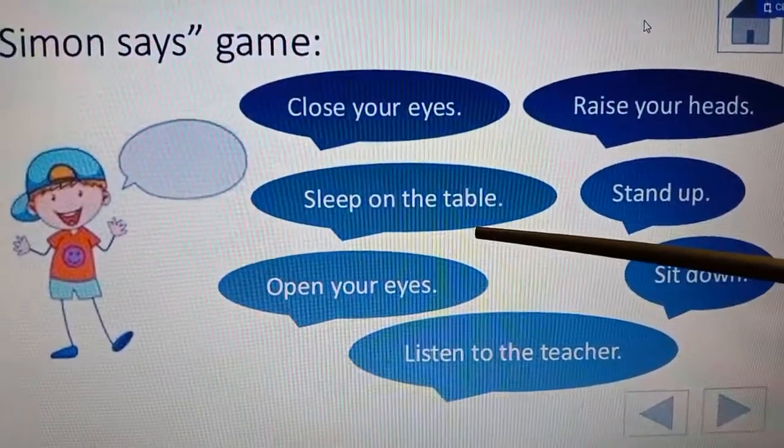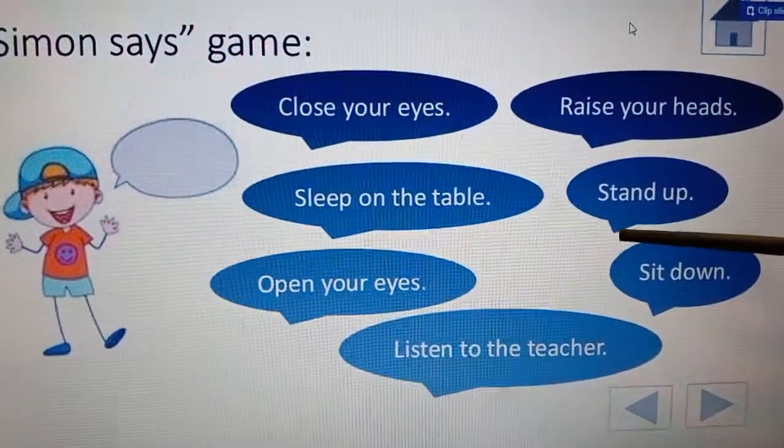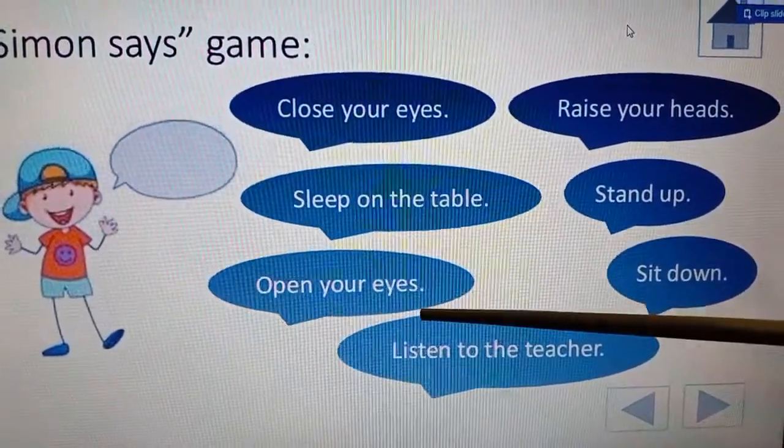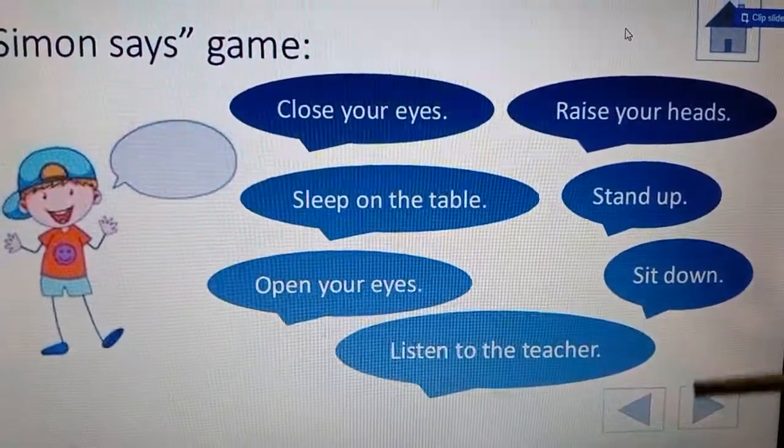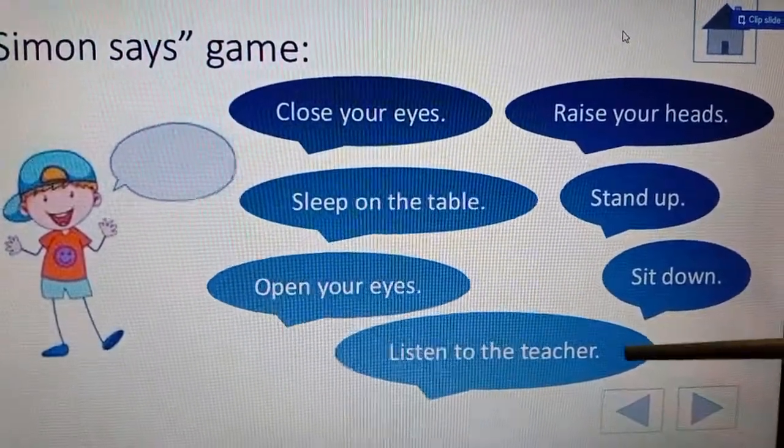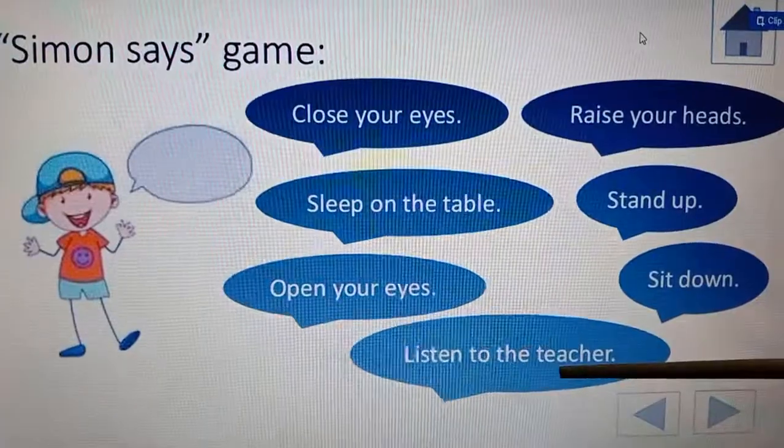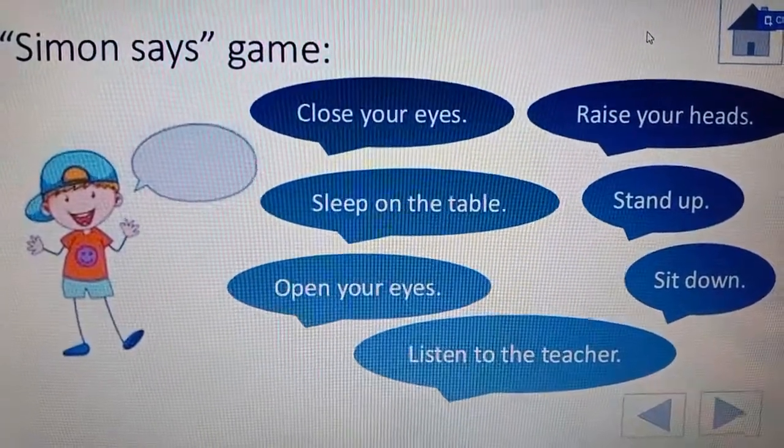Sleep on the table. Very good. Stand up. Open your eyes. Sit down. And this last one, Simon says, listen to the teacher.